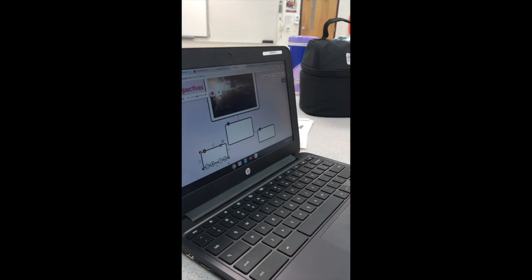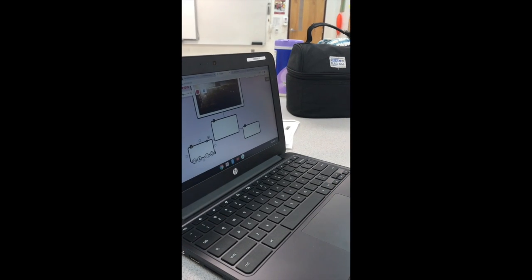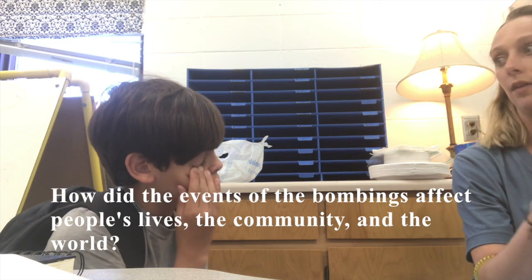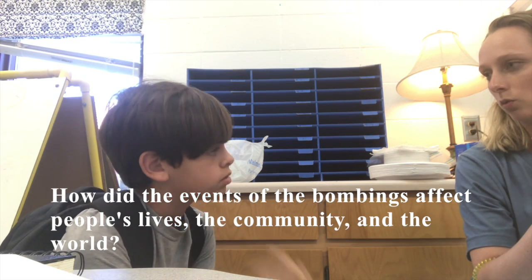But another one that they didn't even expect was after analyzing the different sources, James began using his concept map to help him structure the information he gathered from the different texts. To demonstrate his understanding of the different perspectives involved in the bombings of Hiroshima and Nagasaki, I had James choose a different point of view and answer the following question. How did the events of the bombings affect people's lives, the community, and the world?